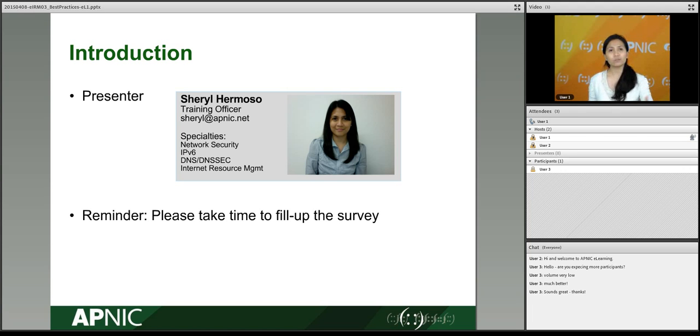And the topics that we do cover are all internet technologies, IPv4, IPv6, DNS and DNSSEC, network security, BGP and routing, and internet resource management. Now, this session is part of the internet resource management curriculum, right? So we will be looking at different resources and how we can best manage them.